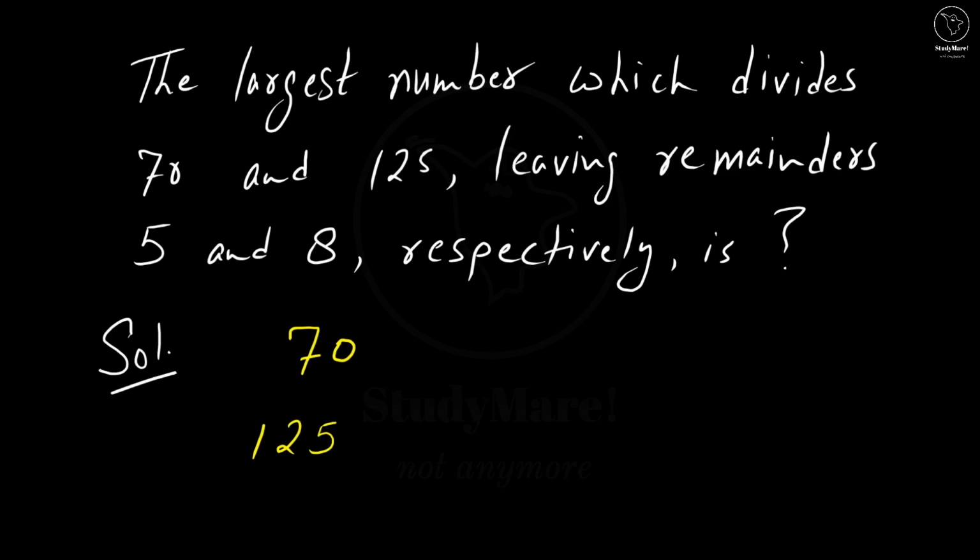The way out to solve such questions is to first of all convert the textual form to mathematical form, just to make things easier and more understandable. So that is what we are going to do here. The question clearly says that there is one largest number which divides 70 as well as 125. So let's say this largest number is L. That means this has to be divided by L and this also has to be divided by L. And here it will leave some remainder.